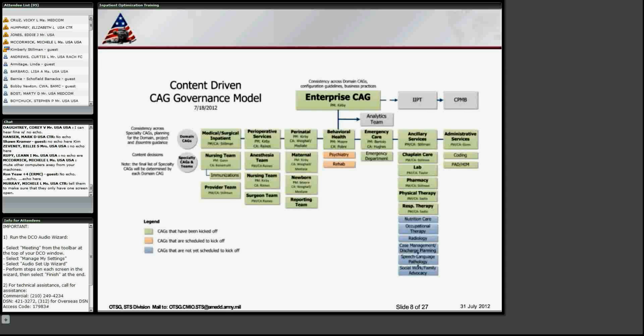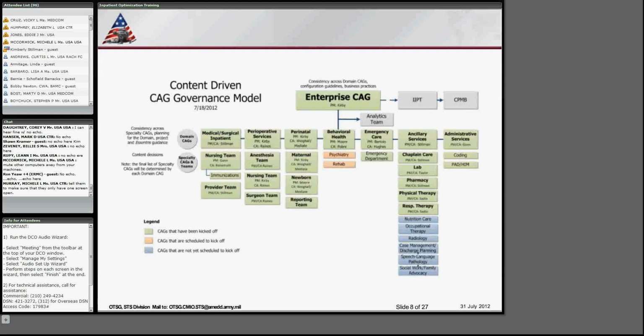So if things don't go well at the IIPT and it's something that needs to go through a higher level of governance, the IIPT will then take it to the CPMB, which is made up of the CMIOs, the Chief Medical Information Officers of all three services, as well as other folks. I'm not as familiar with everyone that's involved in that, but that is kind of how things move up through governance.